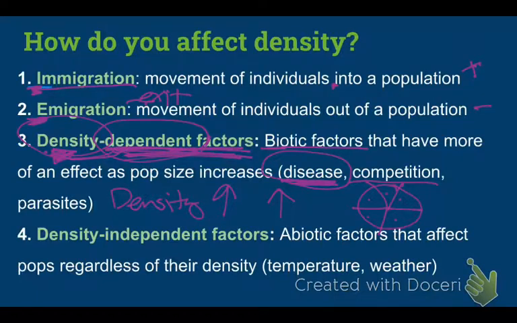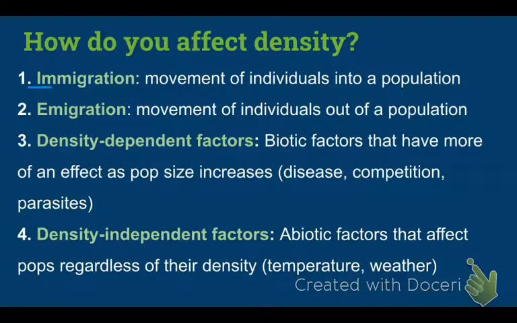So I'm going to clear my screen and we'll go on to density-independent factors. Density-independent factors are factors that are going to affect the population independent, or regardless, I'll write that out, regardless of what the population is or what the density is. So these are typically abiotic factors, and they, again, are going to affect it regardless of the density.